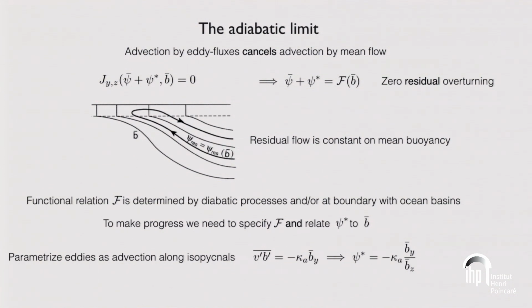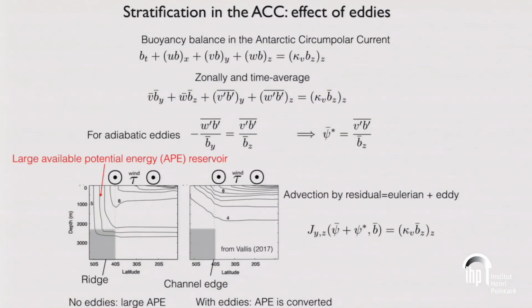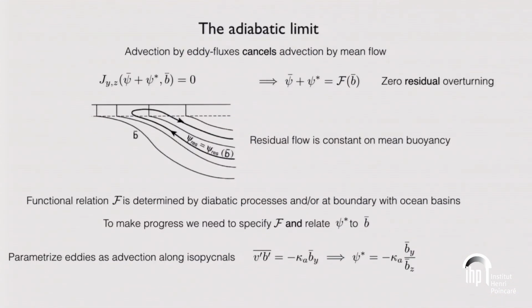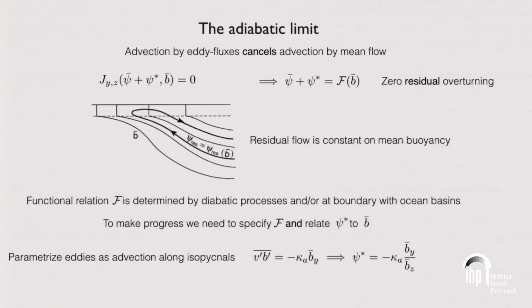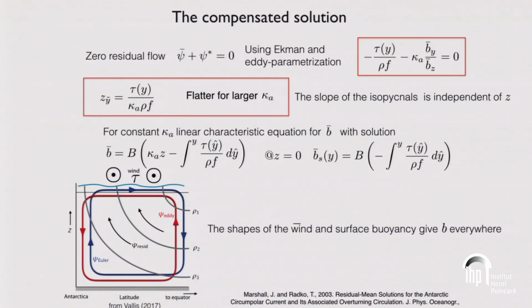And one simple solution is just, okay, so now the problem is how do we relate this? Remember, this depended on the correlation of eddies, V prime B prime, right? So how do I relate that to the mean flow? Well, you can assume that the eddies diffuse density along isopycnals. This is just a parametrization, and you write it like this. One particular solution, not the only one, is that the function of b, along the residual circulation, is just zero. Okay, there's no residual circulation.